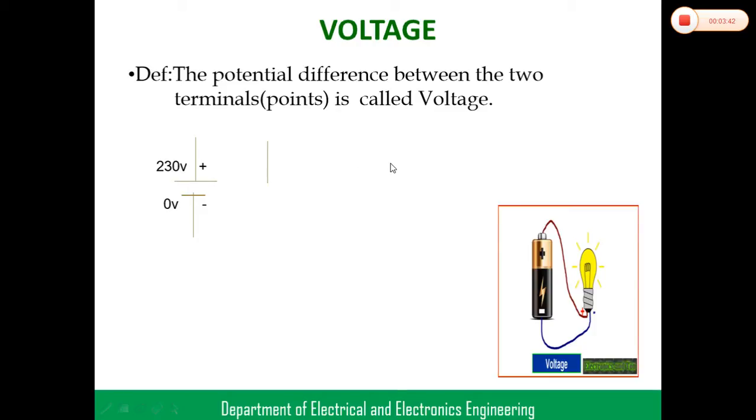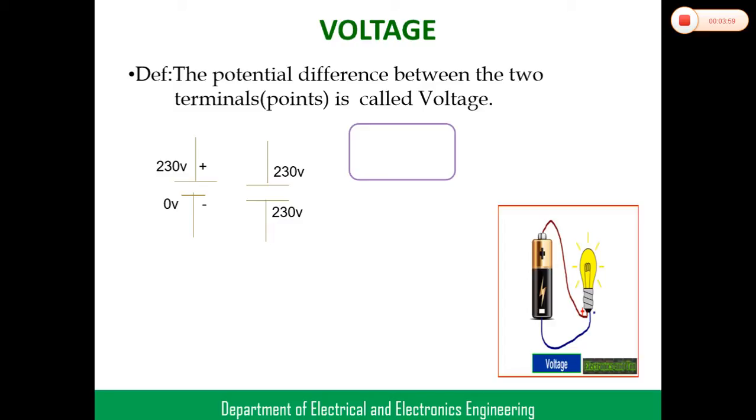Okay, right? I will take another example. Two terminals I have taken, this is 230 volts and this is also 230 volts, right? The potential difference between these two terminals, that is 230 minus 230, is equal to 0, right?